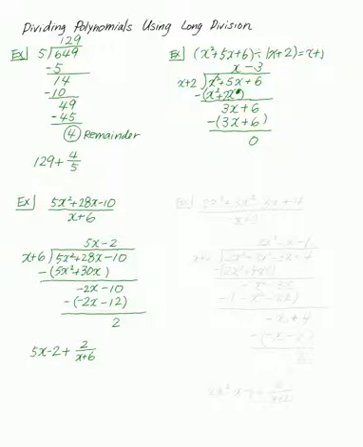Our next example is going to be 2x to the third power plus 3x squared minus 3x plus 4 divided by x plus 2. All right, now the x plus 2 is going to go on the outside.